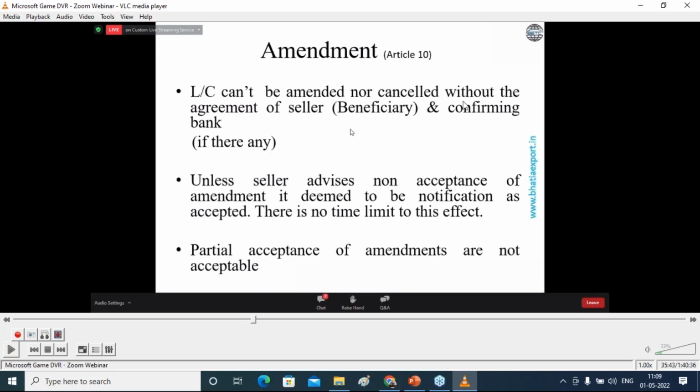An LC can't be amended or cancelled without the agreement of the seller, the beneficiary. This is a very good condition. Therefore, LC is more secured. Unilaterally, the buyer or the importer can't make changes. It has to be taken from the beneficiary, meaning the exporter's consent, and only then will it be amended, otherwise no. Unless the seller advises non-acceptance of the amendment, the notification is deemed to be accepted. There is no time limit for this effect. Okay.